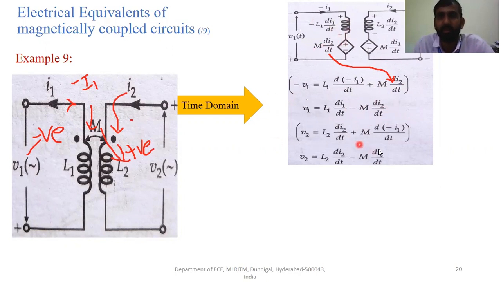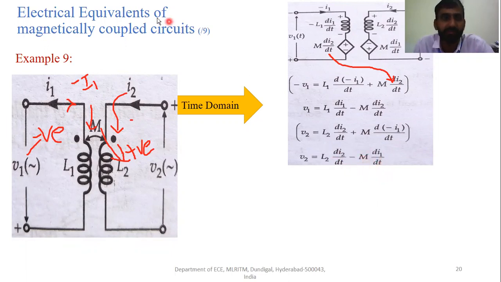Whereas coming to the loop 2, here V2 is positive. So V2 is equal to L2 di2 by dt plus M into d of minus I1, because here the current is negative. With respect to this direction, the current I1 is negative. So that means d of minus I1 by dt, which finally is going to become L2 di2 by dt minus M di1 by dt.